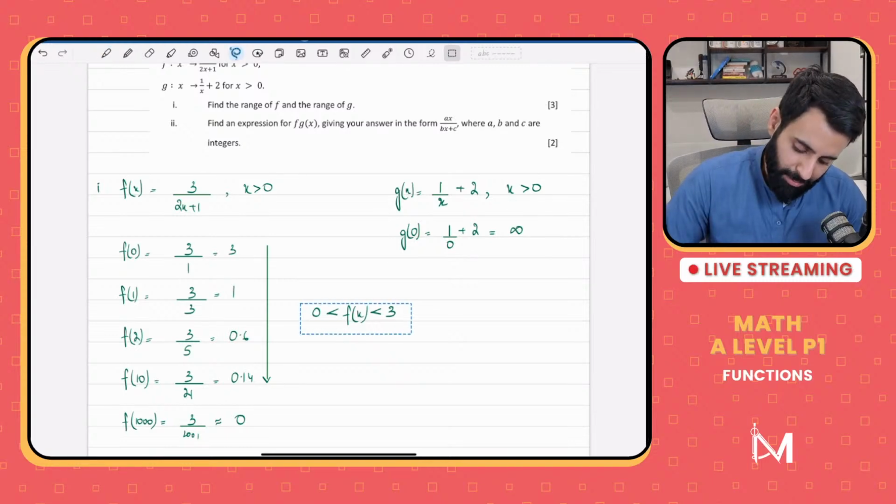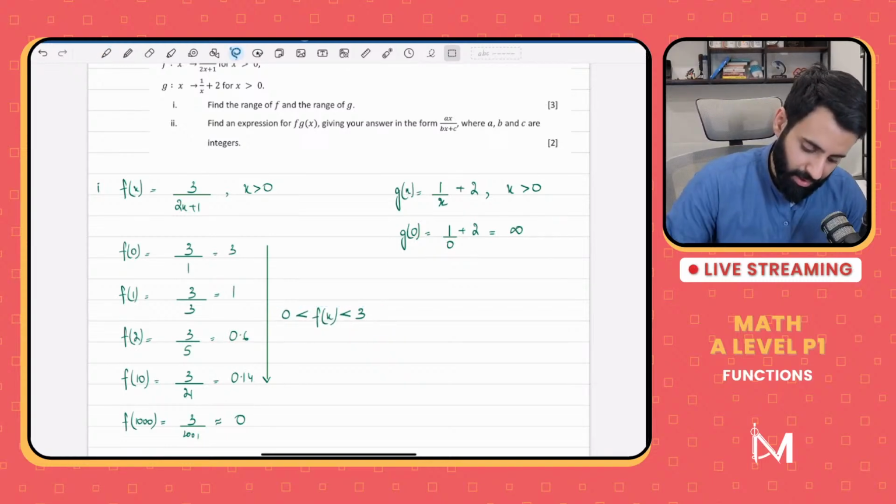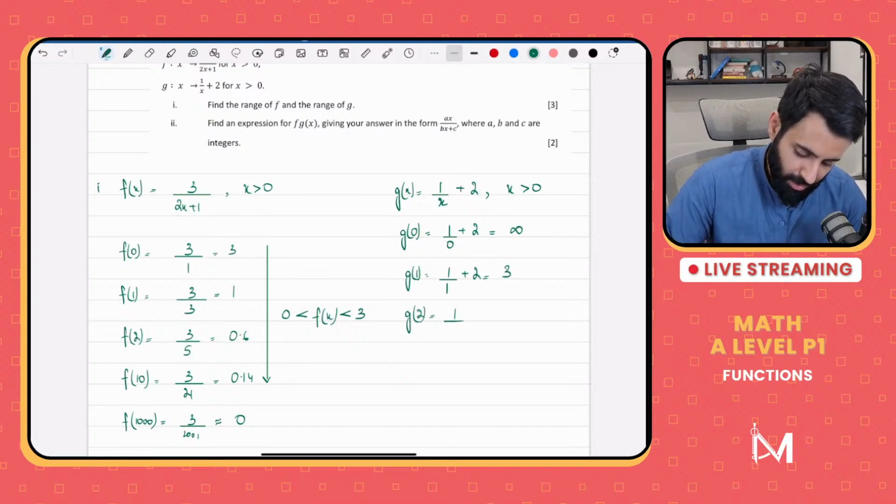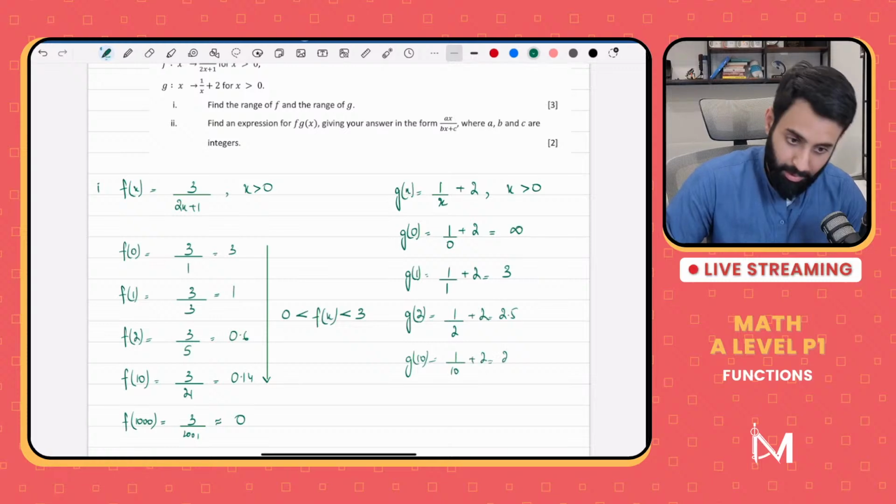But what happens as I plug in values that are greater than 0? Meaning, let's say I plug in 1. So 1 upon 1 is 1, 1 plus 2 is 3. Then if I plug in 2, what happens? 1 upon 2 plus 2, that's equal to 2.5. Let's plug in 10. So if I plug in 10, here's what happens. 1 upon 10 plus 2, that's equal to 2.1.